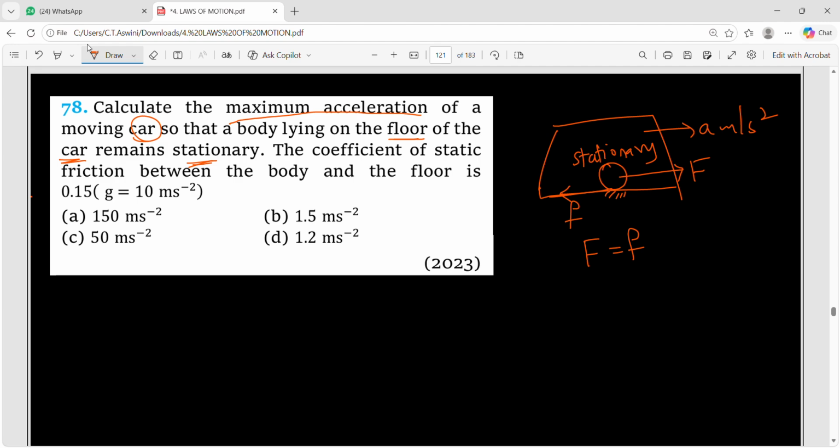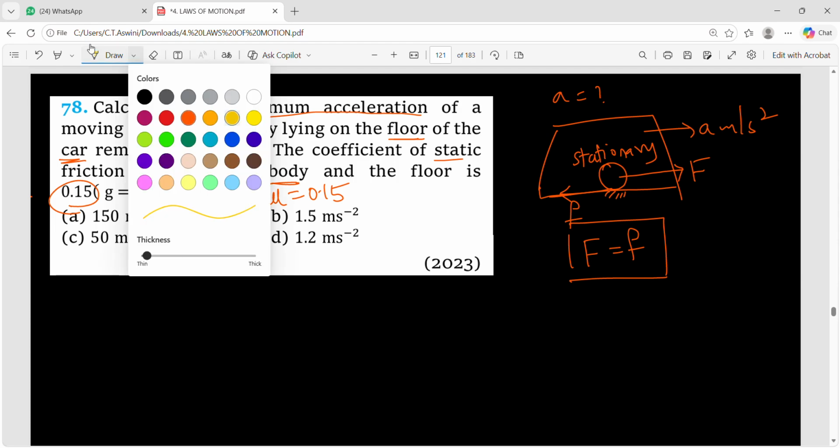Because if frictional force is less, it will move forward. If external force is less, it will move backward. But when these two are balanced, the body will remain stationary. So this is a condition. Body remains stationary, that is a condition. The coefficient of static friction between the body and the floor is 0.15. So mu value is given. This is 0.15. And now we have to calculate acceleration.